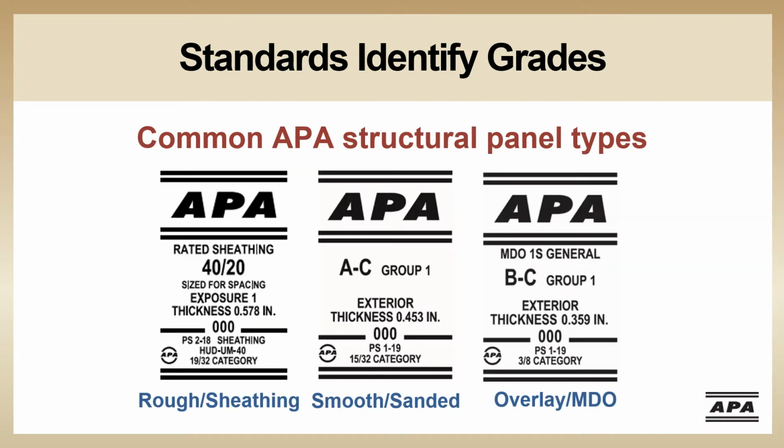Here are 3 common trademarks that are found on locally available panel products. On the left is a PS2 performance-rated sheathing panel. In the middle is a PS1 sanded plywood panel, and on the right is a PS1 plywood panel with an MDO, or medium density overlay, on the face of the panel.